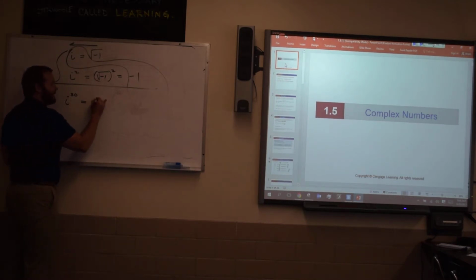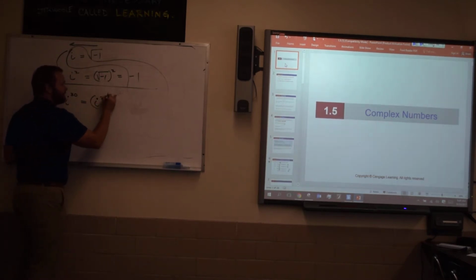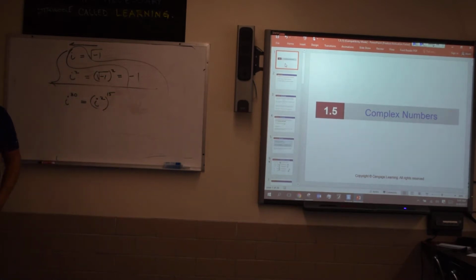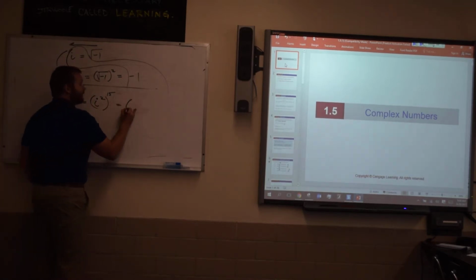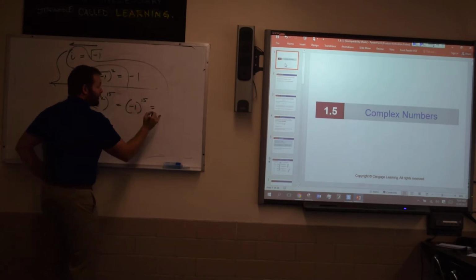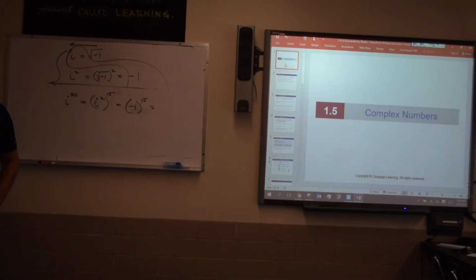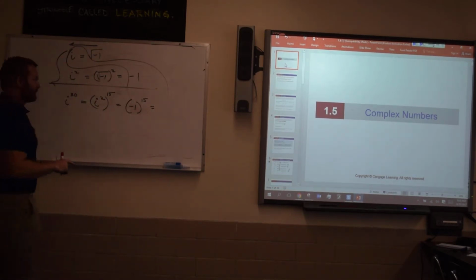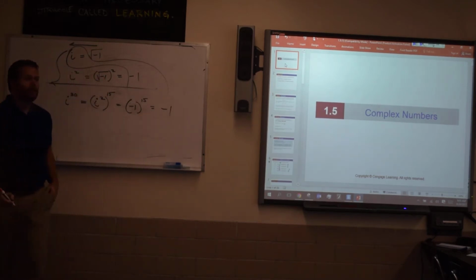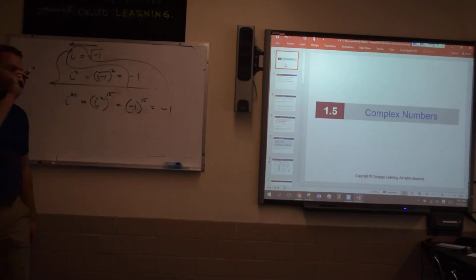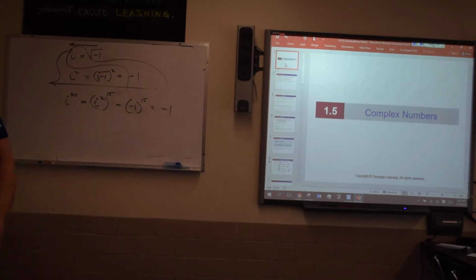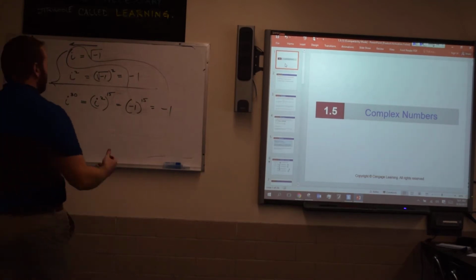This is the way I think most people feel comfortable with this. Can I rewrite this as i squared to the 15th power? Is that still i to the 30th? Well, what's i squared? -1, right? Now, -1 multiplied by itself 15 times should give me what? -1. So if I were to write that list out, i squared, i to the 3rd, i to the 4th, i to the 5th, i to the 6th, i to the 7th, all the way to 30, I want to find out that i to the 30 jumps back to give me -1. Okay? Every single one, everything you can do.